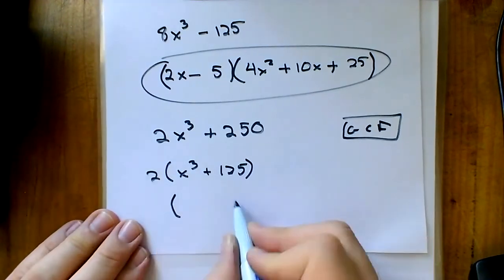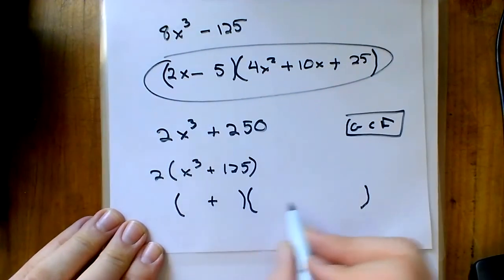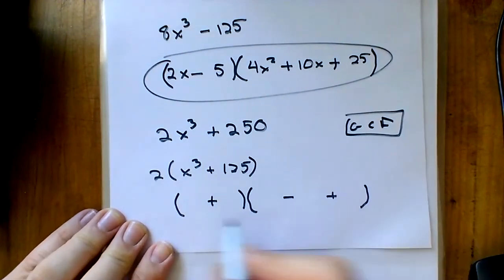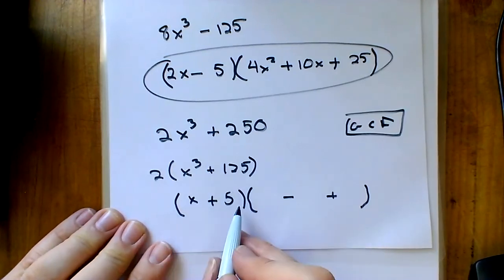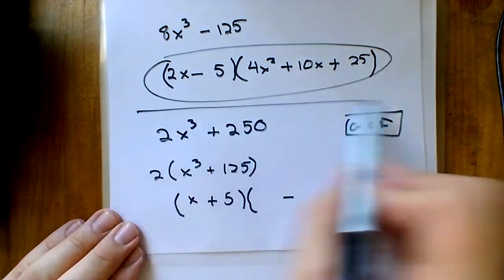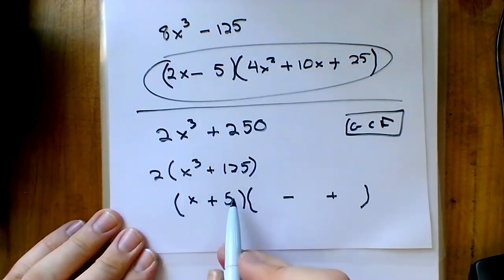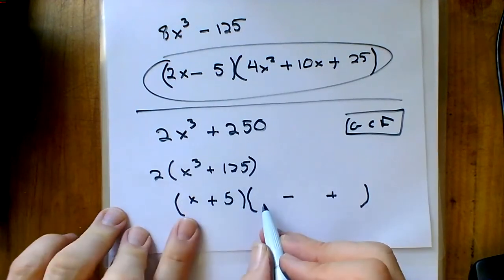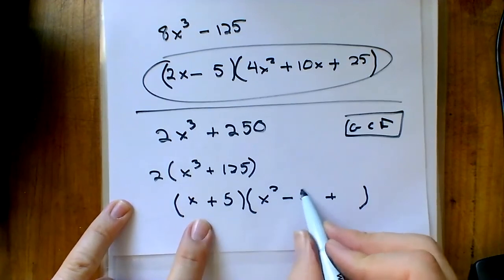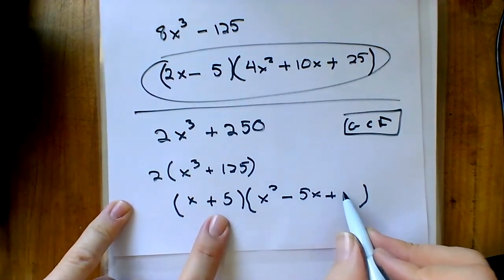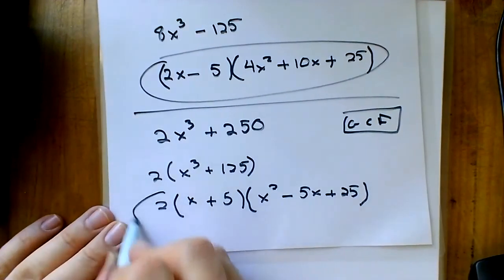We set up our structure here. Same sign, opposite sign, always plus. I ask myself what two numbers will go in here. x cubed will be x cubed, 5 cubed is 125. First term is the first term squared. Second term is the product of the two. Last one is the last term squared. This other 2 is just going to follow us on down, and we're done.